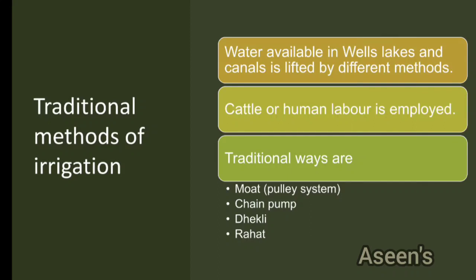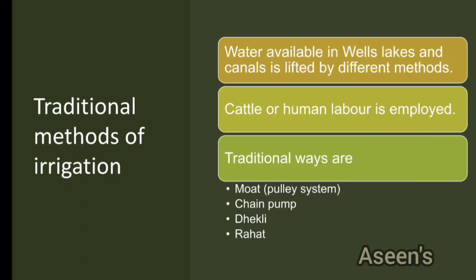Irrigation at present, whatever methods they are using, are much more modernized. Since India is still quite primitive in agriculture, some of the traditional practices are still being followed. So let us understand those traditional methods of irrigation. For traditional methods, we use water available in wells, lakes and canals. The water from so many sources is lifted by different methods.